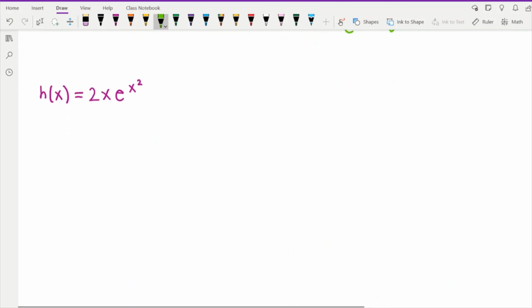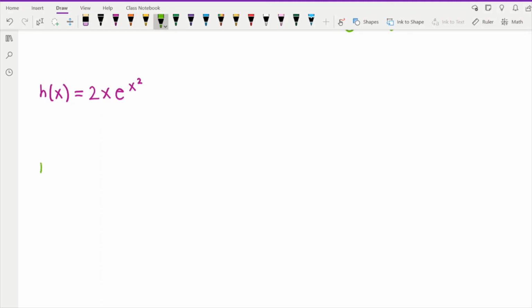Okay, last example. This one's a little bit different. So this one is 2x times e to the x squared. This one's a little bit different in that you'll see that the first guess we're going to make is actually going to be the correct guess. So this one you have to just recognize how the chain rule works and see that the result we have here is actually the result of the chain rule.